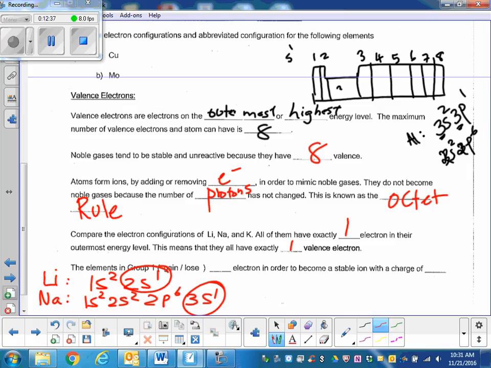The elements in group 1, will they like to lose or gain? They like to lose, because then they have how much in their inner shell? 8. So they like to lose 1 electron in order to become stable. Once they lose an electron, what is the charge they will have? +1.